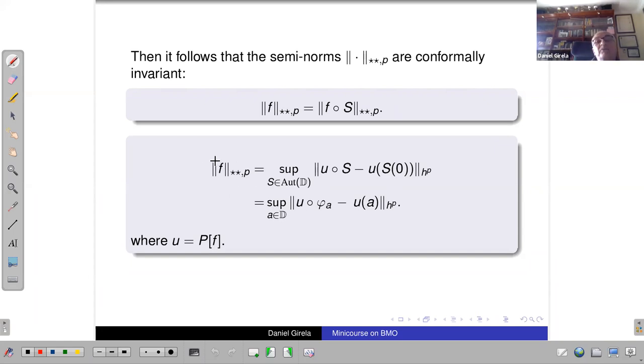So at the end, we have this expression for the BMO norm of a function F, and we can take this for any P between zero and infinity. A function F in L1 of T is in BMO if and only if for any positive P, the supremum of the H^P norm of the composition of U with all the phi A's, minus the value of U at A, is finite, where U is the Poisson integral.